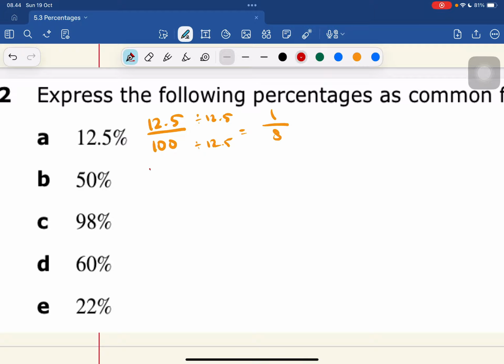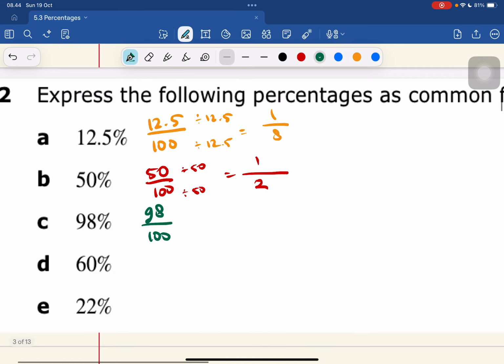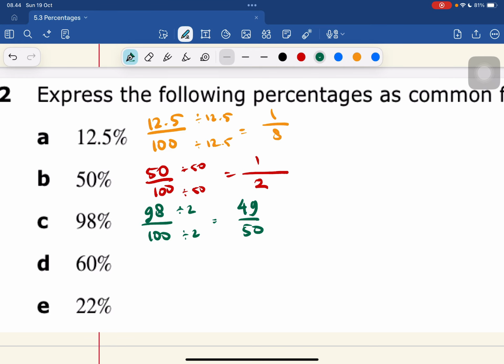Next, 50%. This means 50 over 100. So to simplify, we divide both by 50. So the answer is going to be 1 over 2. Next, 98 over 100. We can divide both by 2. So it's going to be 49 over 50.